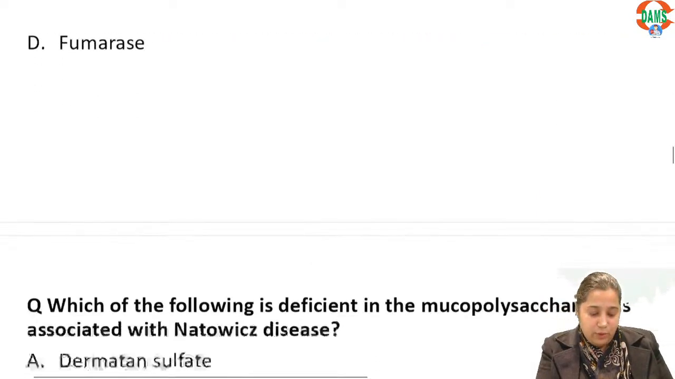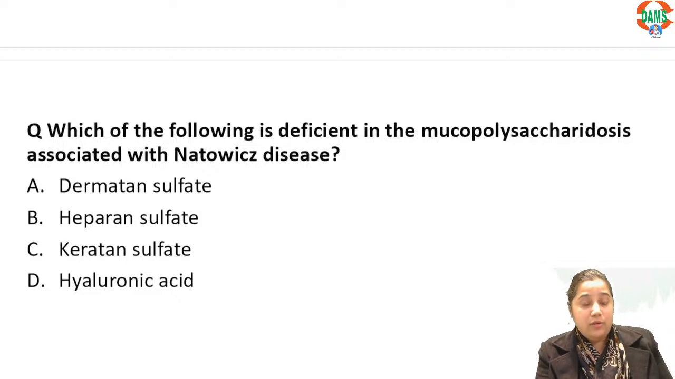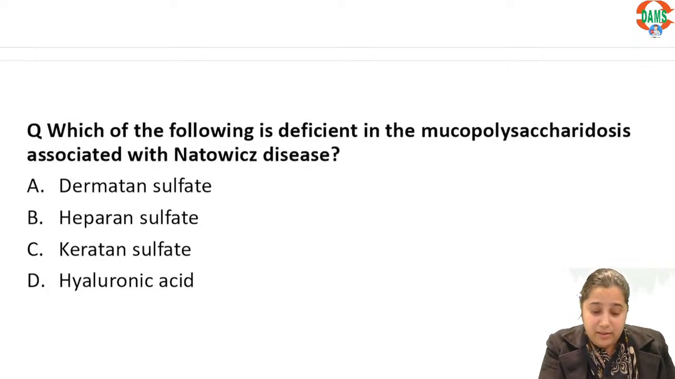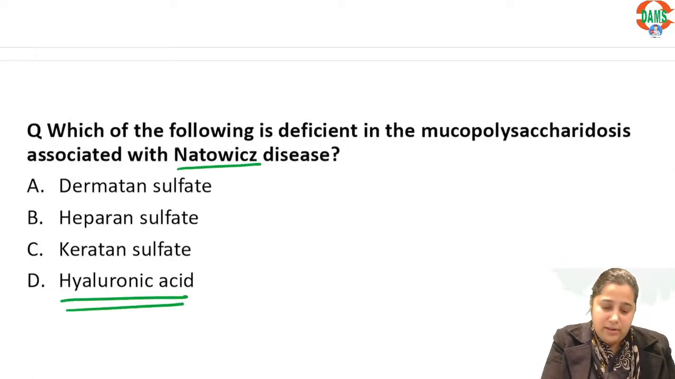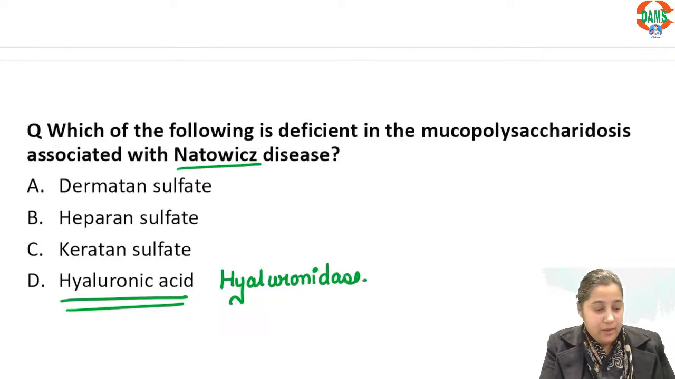Another question: which of the following is deficient in mucopolysaccharidosis associated with Natowicz disease? This was a little atypical question according to FMGE standards, but this is an enzyme. If enzyme was asked, then it is hyaluronidase, and if the question asks what compound accumulates, then it is hyaluronic acid. So it is hyaluronidase deficiency.